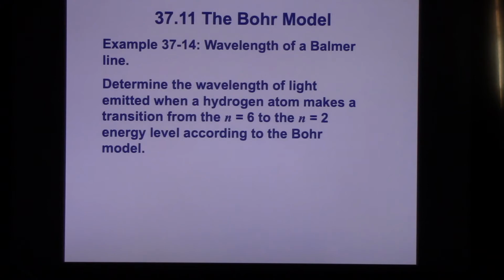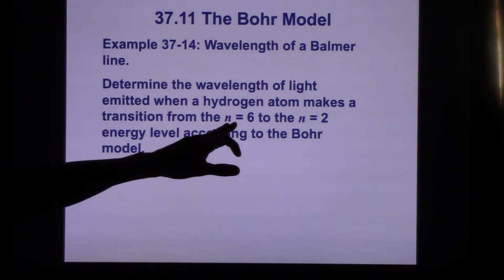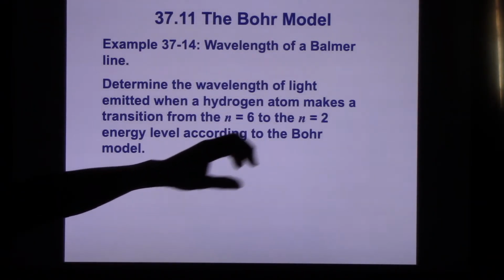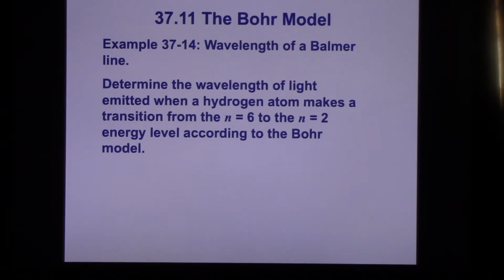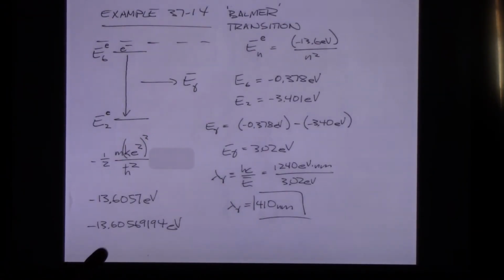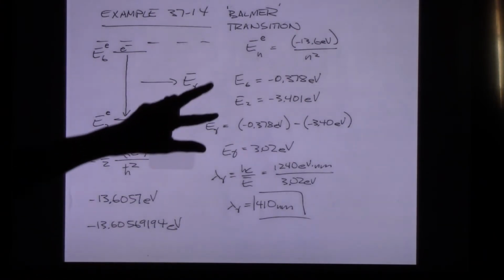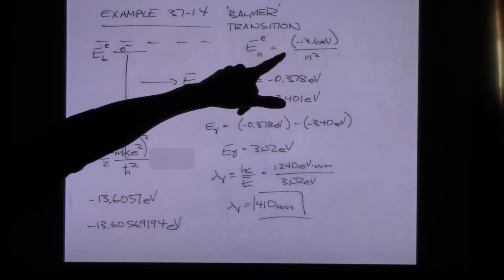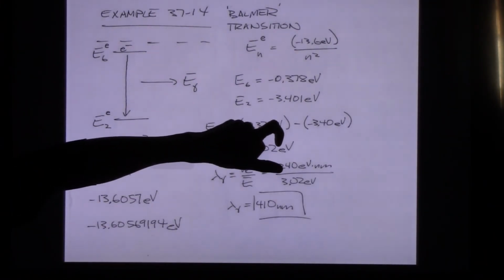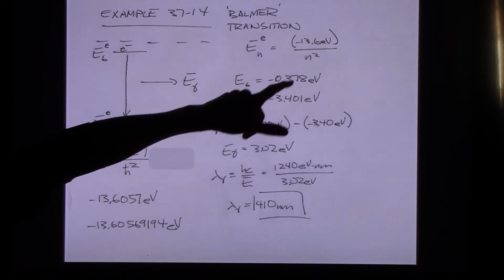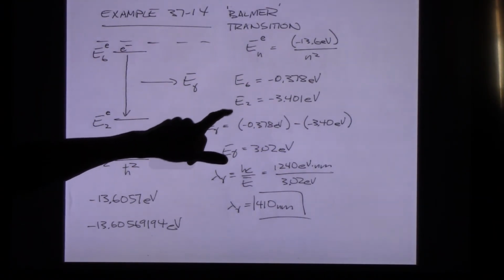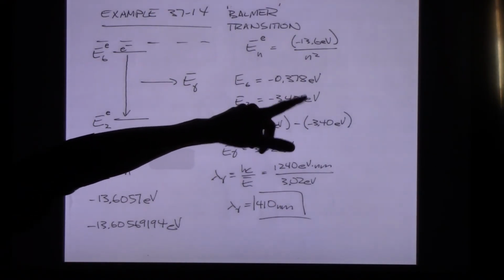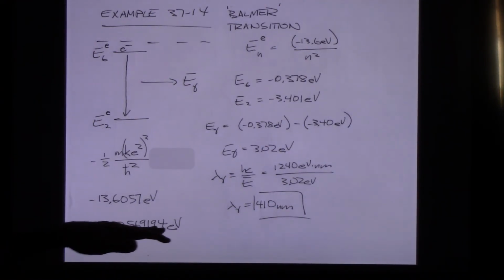What about a different transition? It's the same problem, right? Except that now we're going to go from state 6 to state 2. Same diagram, same calculation. It's just that this time, when I calculate the electron energies, I'm going to be putting in 6 and 2. Now, when I put in 6, I got negative 0.378 eV. And again, I kind of went overboard with this.